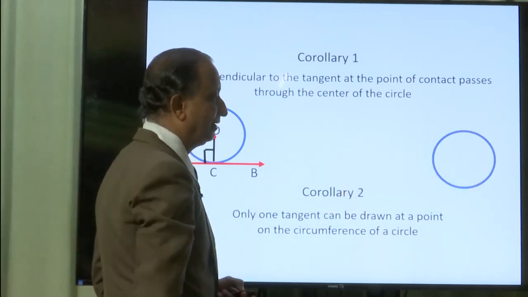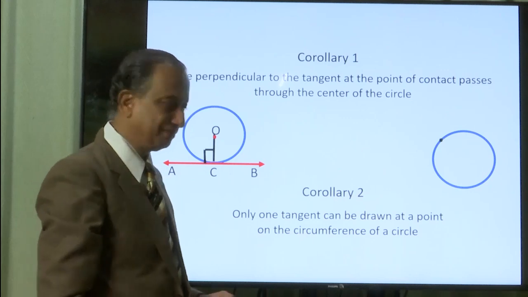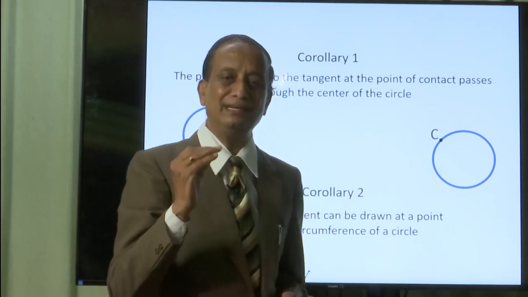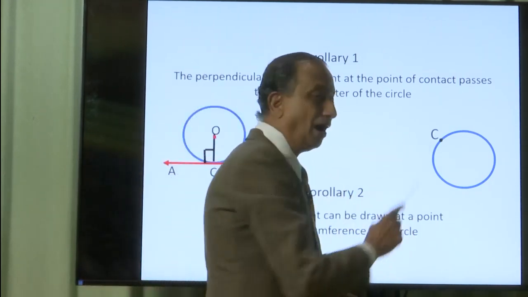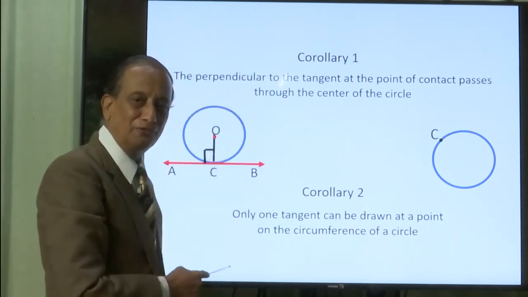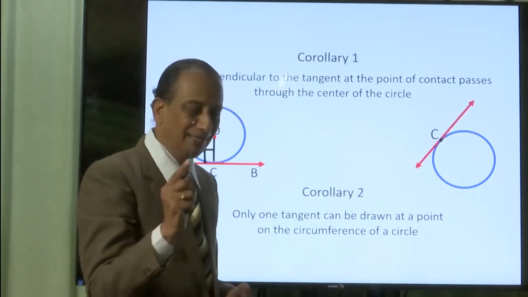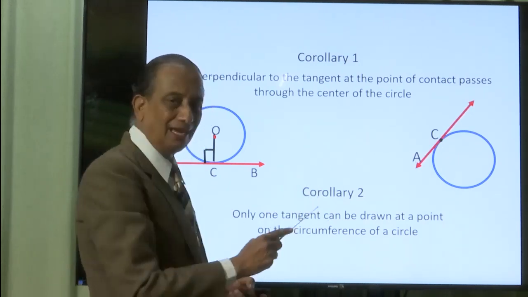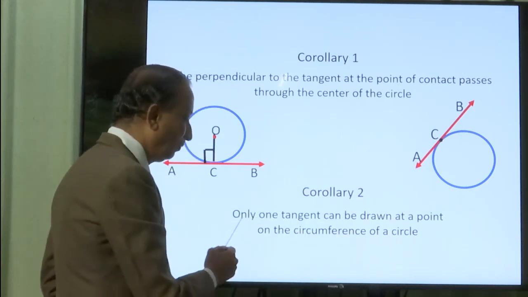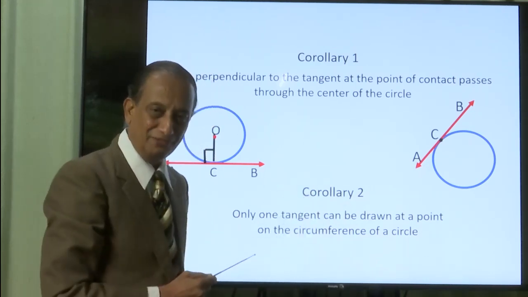So in this figure we can see a circle, and you choose any point anywhere on the circumference of the circle, call it C. Now the theorem states how many tangents can be drawn at a point on the circumference of the circle. This is the subject of corollary number 2, and you can easily say that there is only one tangent at C passing through C on this circle. Therefore we say that only one tangent can be drawn at a point on the circumference of the circle.